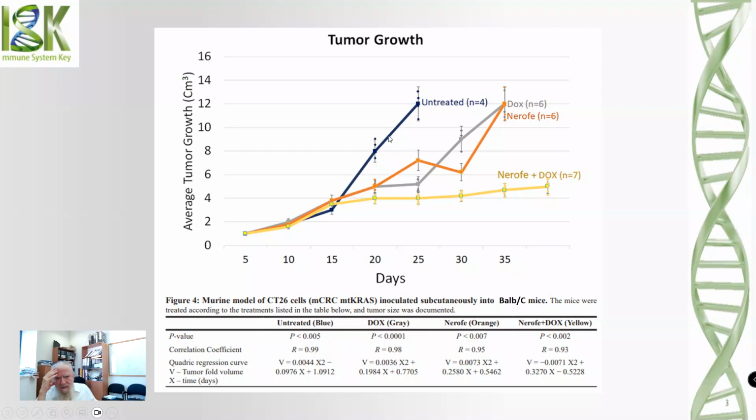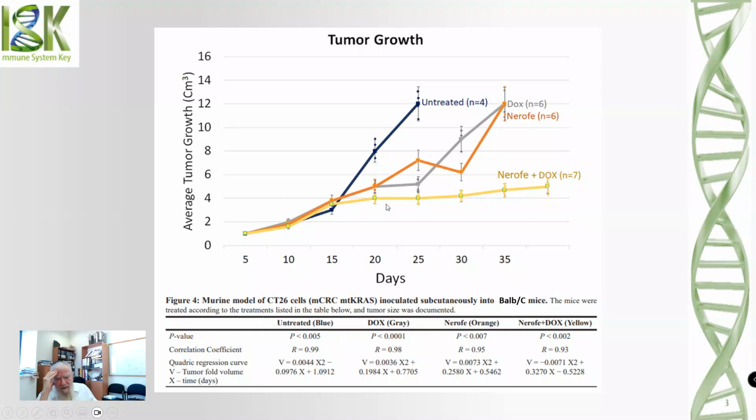You can see the graph describing the tumor volume of the control group. At this point, we needed to take all mice out of the experiment. In the groups of Nerofe and DOX, each one by itself, there was a prolongation in the capability of the mice to stay in the experiment, for almost 10 days. But again, there was an increase in the tumor volume, and then we needed to take them out.